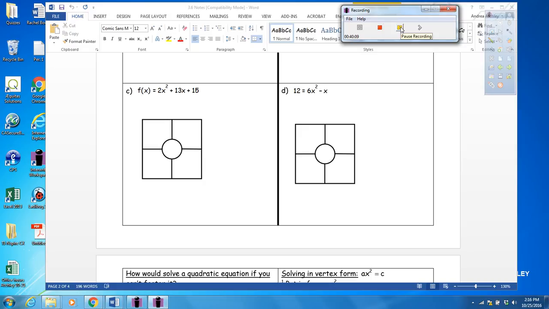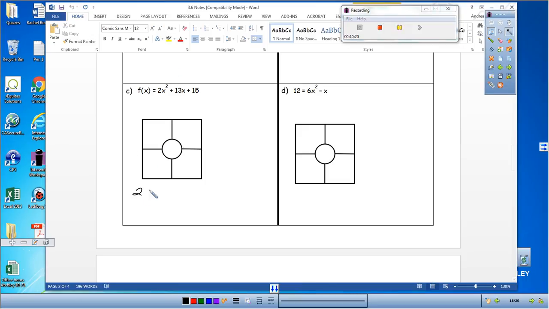Okay, so our answers, most of us got your factors should be 2x plus 3 times x plus 5 equals 0. Sorry. So then you have 2x plus 3 equals 0, and x plus 5 equals 0.